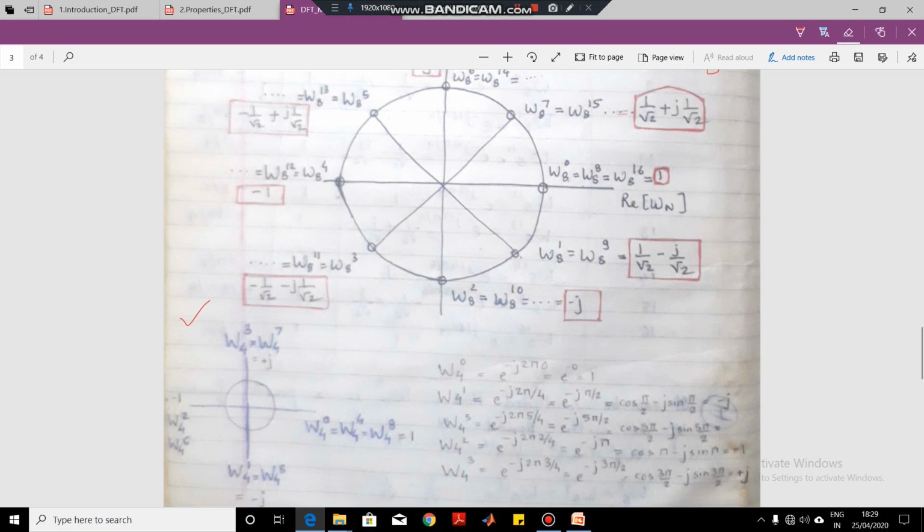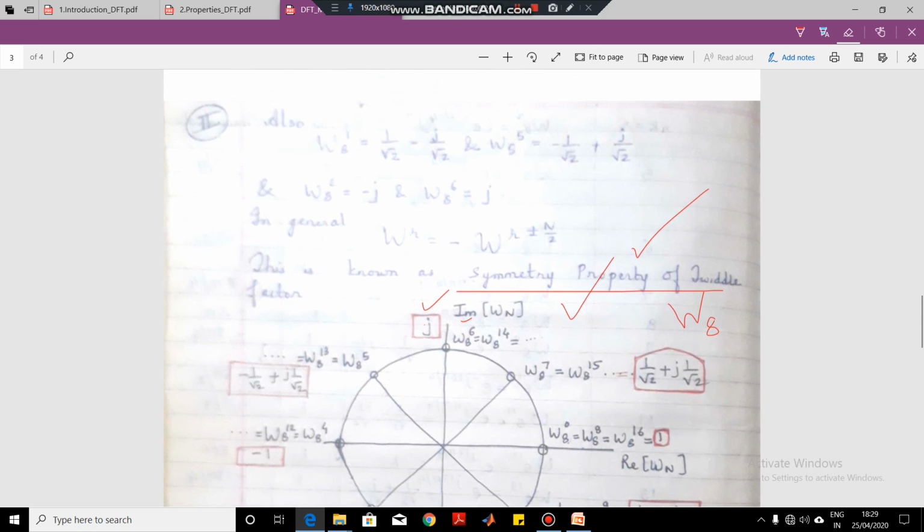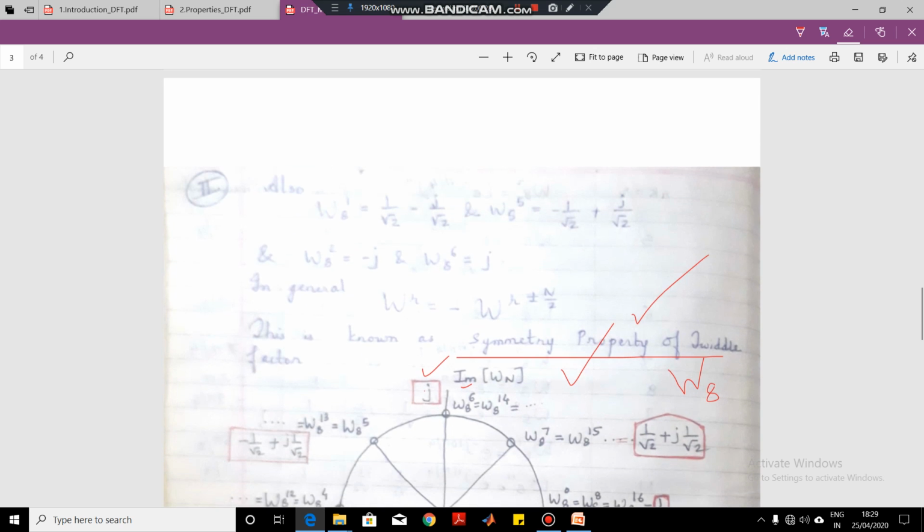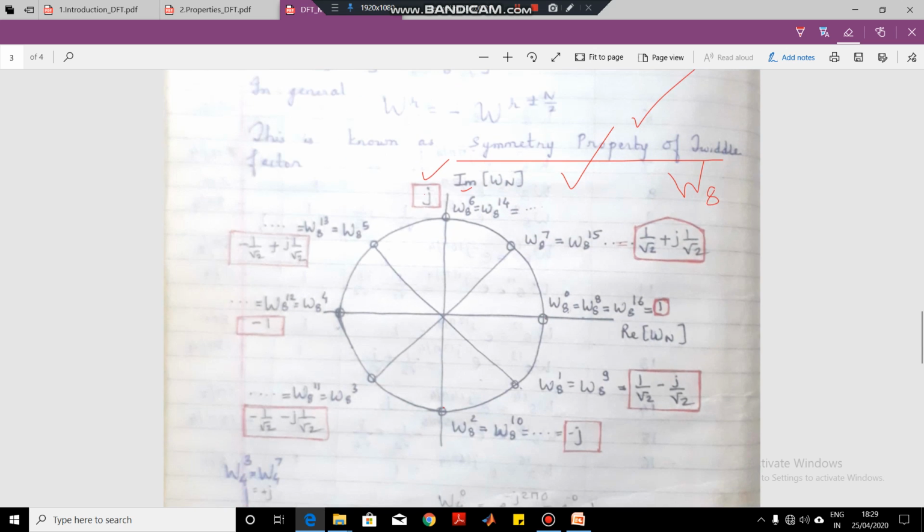Now, this twiddle factor exhibits two important properties we had seen: the symmetry property and the periodicity property. When we compute W at 0, 1, 2, 3, 4, 5, 6, 7, 8, 9, 10, 11, 12 up to infinity, we see that it is periodic in nature. Once we compute these 8 values, they are repeated again and again. So I can go on computing these values up to infinity, but they will be repeated.